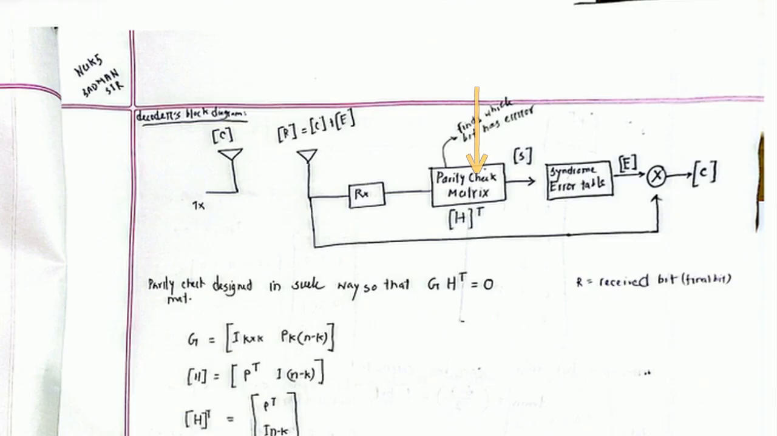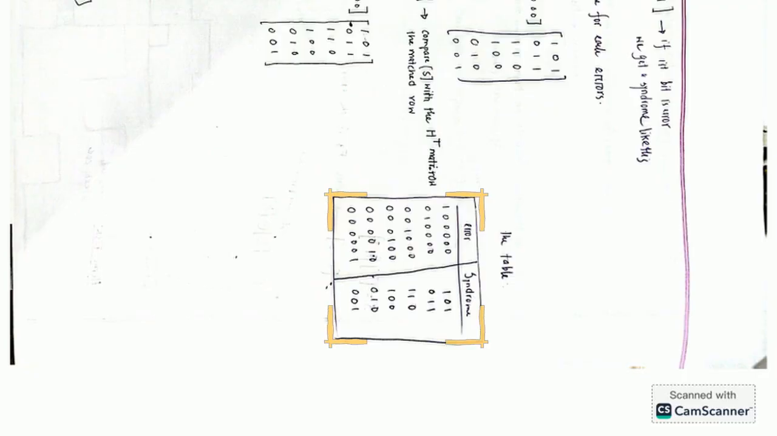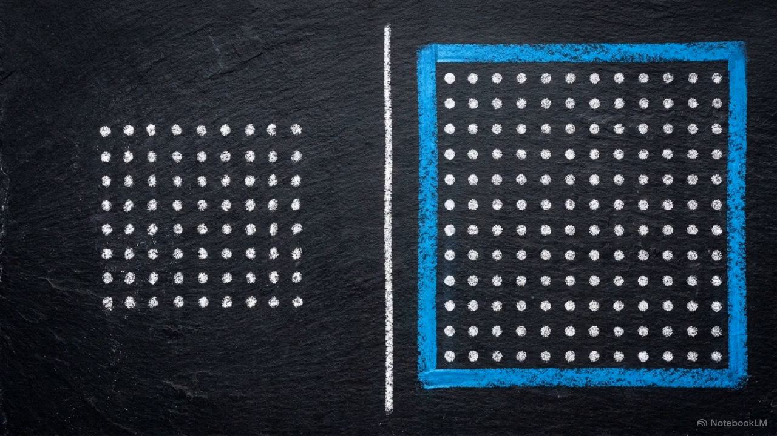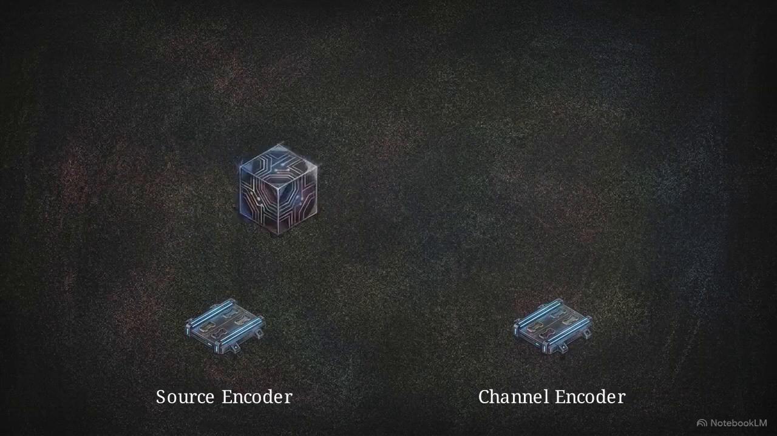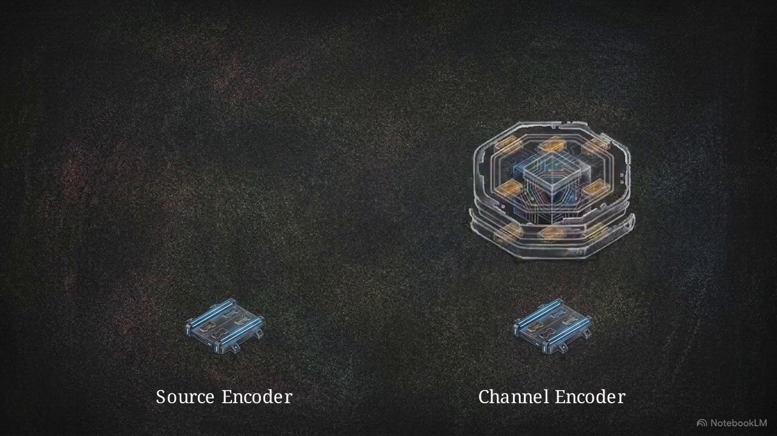This syndrome error table decodes the damage. If the syndrome is 0, the data arrived intact. If it is non-zero, this exact table maps that specific mathematical remainder directly to the bit that flipped, letting the system correct the error. The paradox resolves into a division of labor. The system strips statistical redundancy to maximize transmission efficiency, but mandates structural redundancy to guarantee the data's survival.